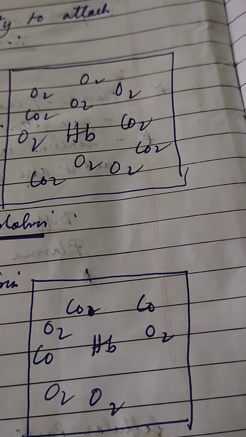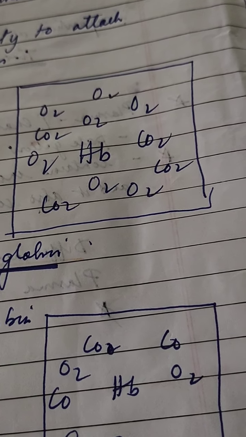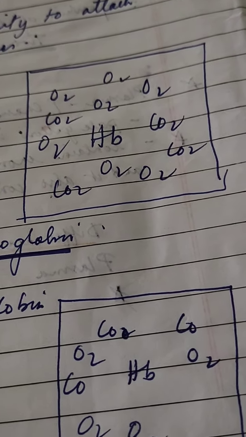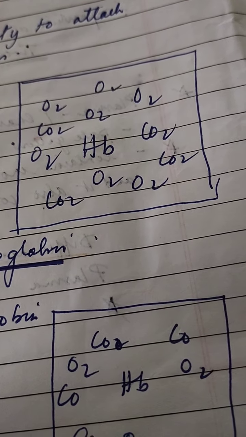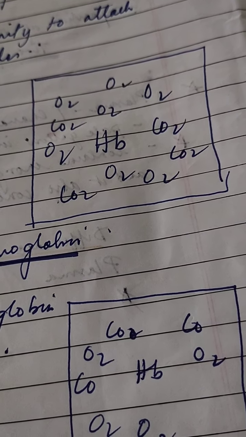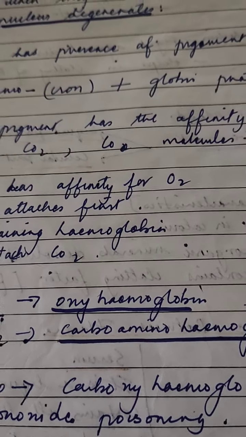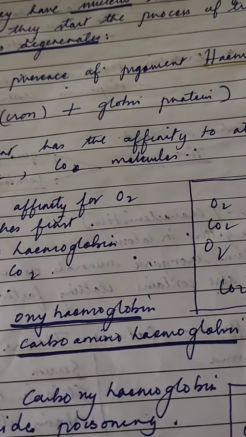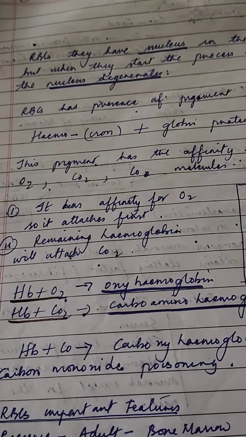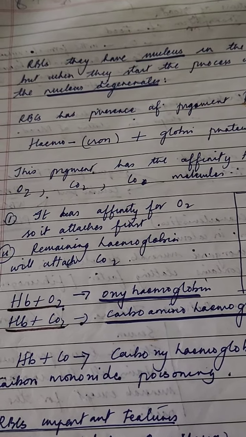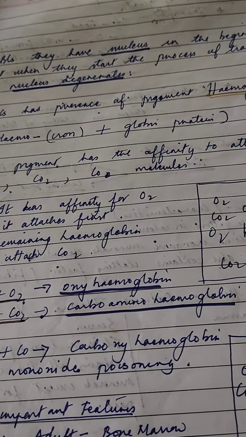Now let's say I'm stuck in a room with carbon monoxide, and there's less oxygen. What will happen is the hemoglobin will start attaching carbon monoxide. This will result in carbon monoxide poisoning. So when hemoglobin attaches itself with carbon monoxide, we have carboxyhemoglobin.